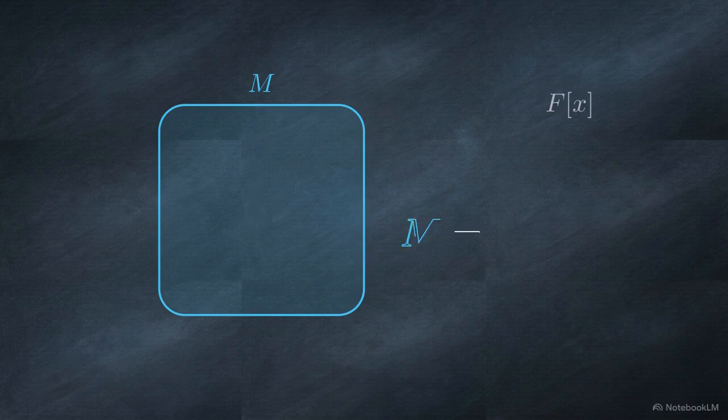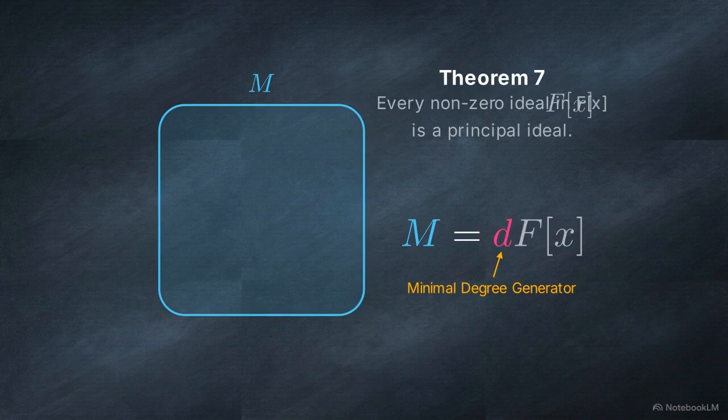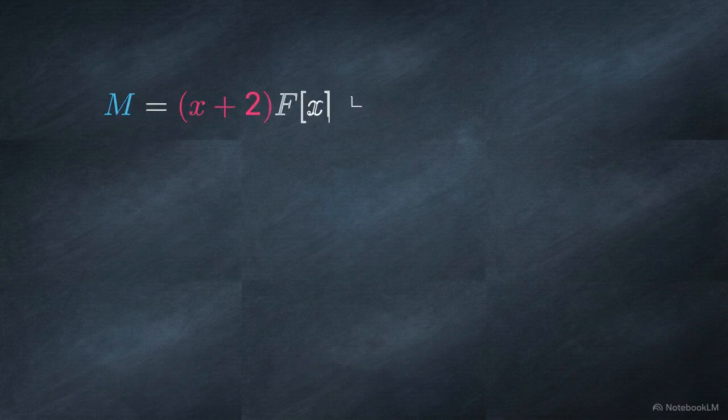When an ideal is generated entirely by the multiples of one single polynomial, it is called a principal ideal. According to Theorem 7 in the Hoffman and Kunze text, every non-zero ideal in this algebra is a principal ideal. This means no matter how complex the collection of polynomials appears, there is always a unique monic polynomial of minimal degree that generates the entire set. Example 7 illustrates this reduction.